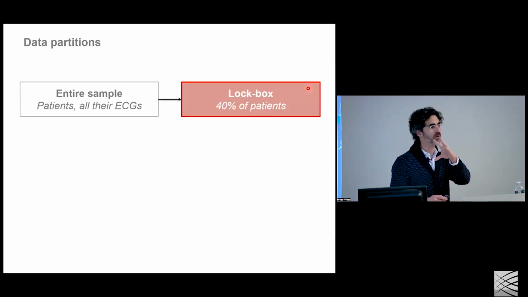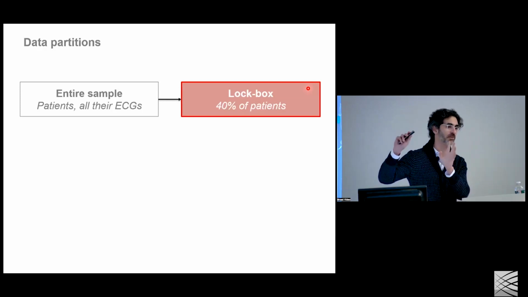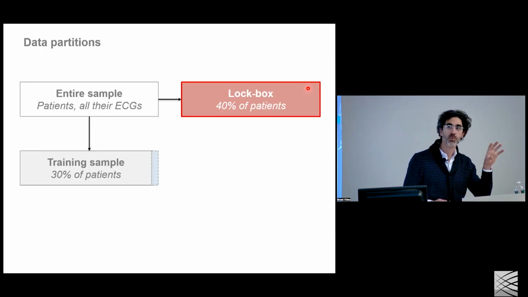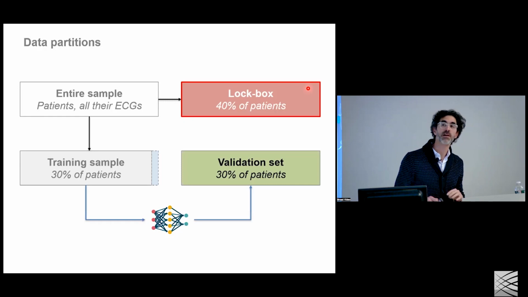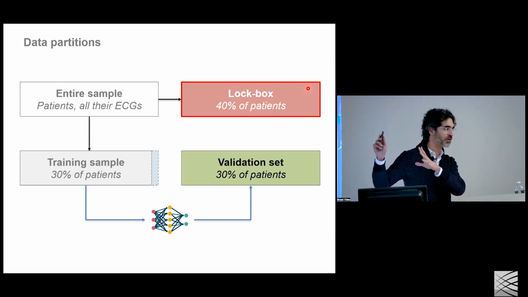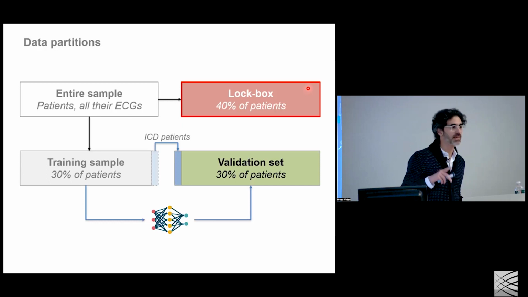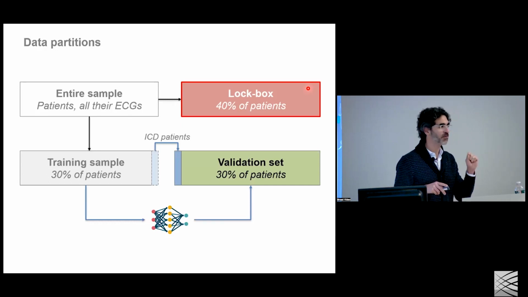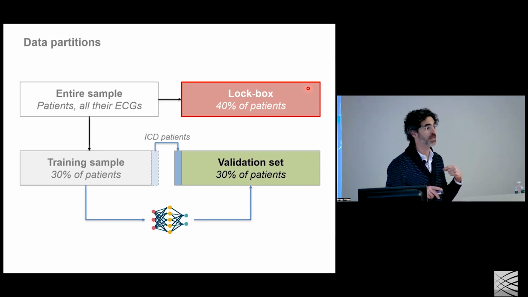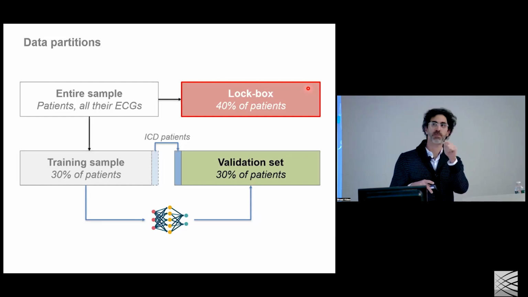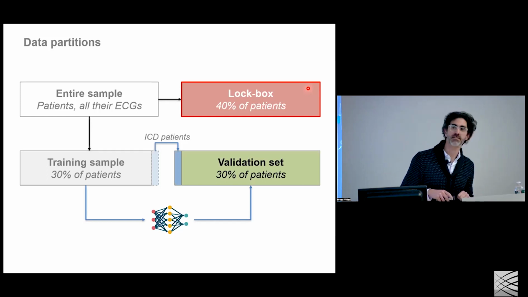Okay, the first thing to lay out is what we do with the data. These 400,000 ECGs from about 120,000 patients are our full sample. The first thing we did when we got those data is put 40% of all patients and all of their ECGs into a lockbox that we still have not touched. We divided the rest half and half into a training sample and a validation sample. All the results I'll show you are from that validation sample. There's one little thing I'll come back to in a second: we take everyone with one of those implantable defibrillators out of the training sample and put them in the validation sample.